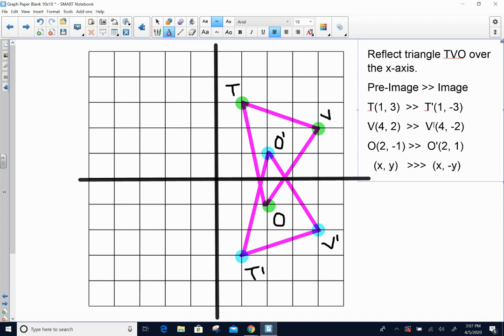Here it went from negative to positive. Here it went from positive to negative. And that can happen sometimes because my pre-image started on both sides of my x-axis. So your image should be on both sides of your x-axis. And again, it's kind of weird because you're reflecting over the x-axis, it's your y value that changes. All right, well, that's your review on reflections. Hopefully this was helpful to you.